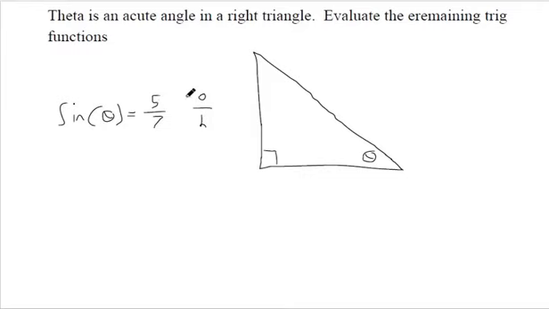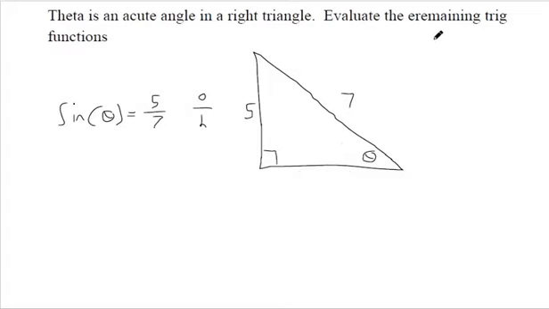So for this triangle, the opposite of theta can be 5, right? So that's why I put 5 over here. The hypotenuse is the one across from the right angle, so the hypotenuse is 7. So we can use the Pythagorean theorem to find this missing side, right?